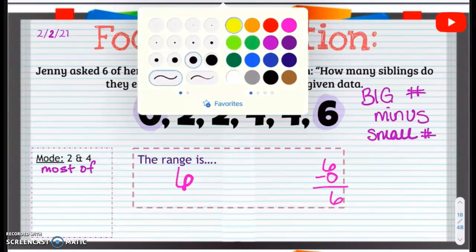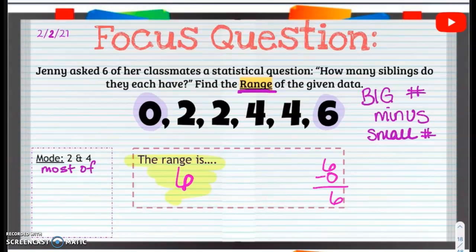Our range is going to be 6, and that's it for the focus question. Great job.